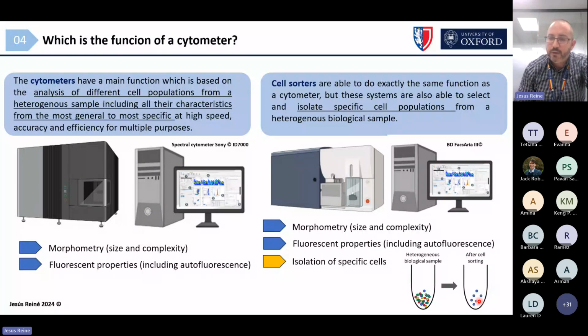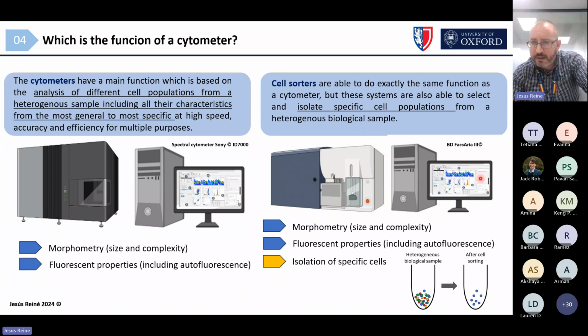This is really important because we can study and analyze these cells in a very independent way from the heterogeneous samples, and they can be used for many analyses. We can do transcriptomic analysis, we can do cell culture, we can do stimulation, we can do many things from this population, okay? So here we can have a representation of a spectral cytometer.